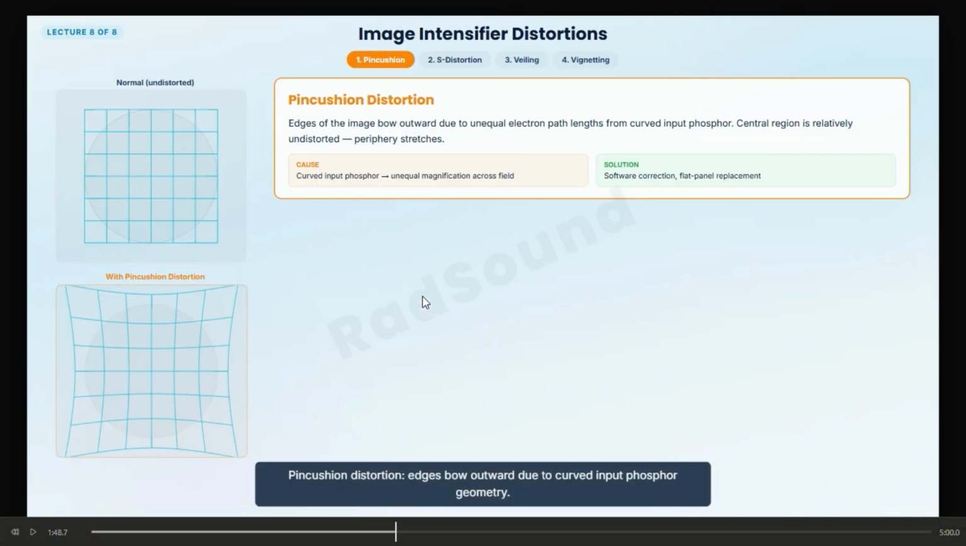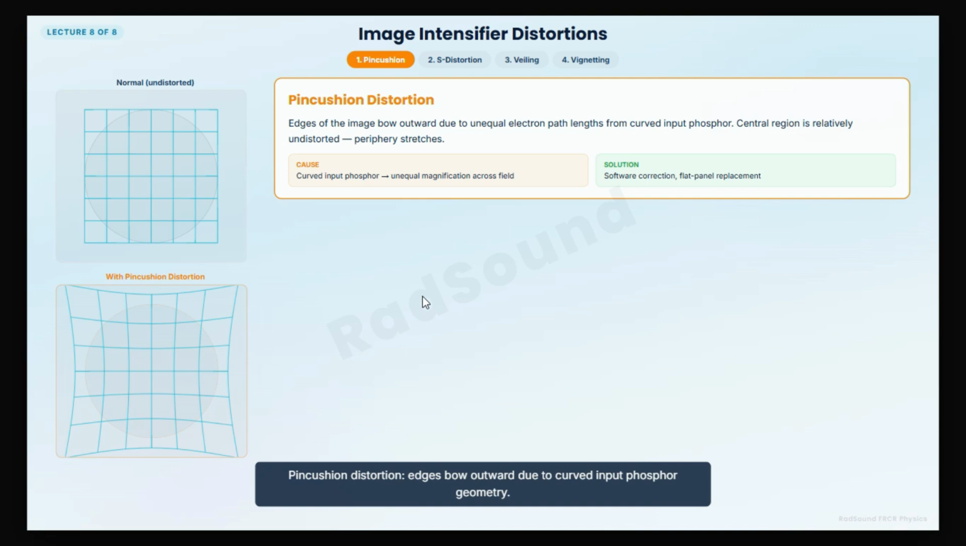Let's start with the pincushion distortion. This is a distortion whereby the edges of the image become bulged from outside due to unequal electron path, due to unequal magnification across the field. So the central region mostly becomes undistorted, but the peripheral becomes stretched out. Such problems are caused by the curved input pathway. Remember this because they may ask you in the exam. Software correction is the method that we can use to correct these issues, or we can just discard or replace the image intensifier by using a flat panel detector.